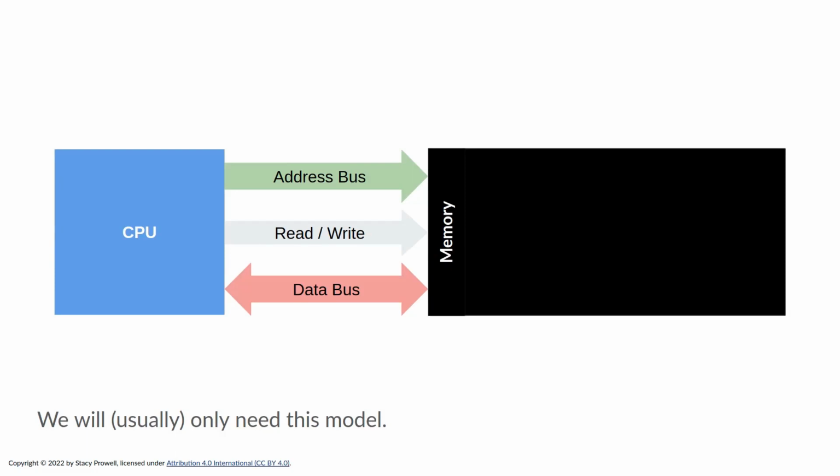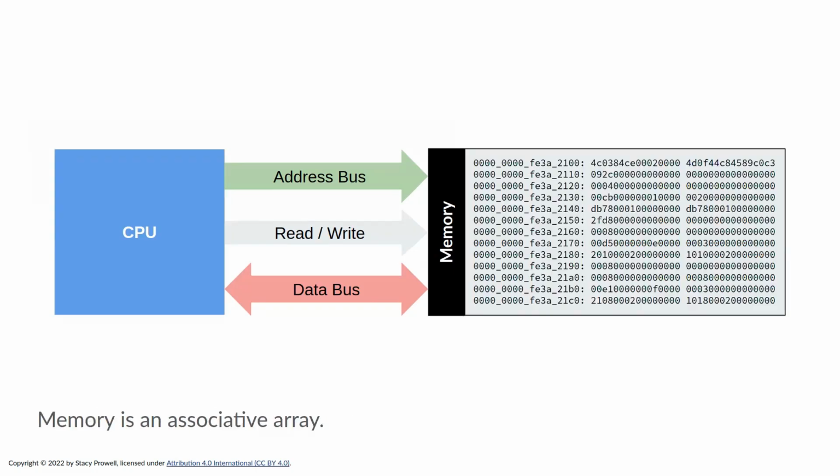We have a CPU. We have the address bus and its control lines, whether we want to read or write. And we have a data bus. And the CPU, you see, is controlling the address bus. And both the CPU and memory can read and write to the data bus. So what's in memory? Well, memory looks like an associative array, right?